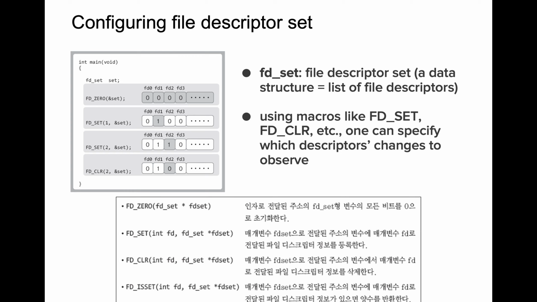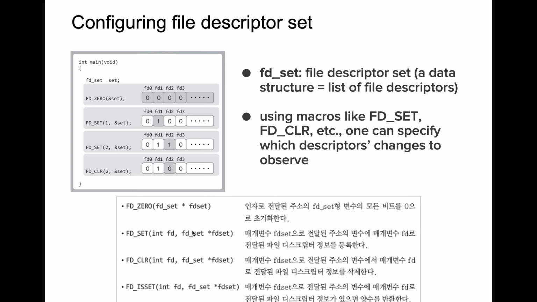Now I will specify what I want to listen to. That I want to listen to any change in these specific file descriptors can be specified by making a call to FD_SET. It's a macro, it's not a function. So using macros like FD_SET and FD_CLR, one can specify which descriptor changes to observe and which not to observe.